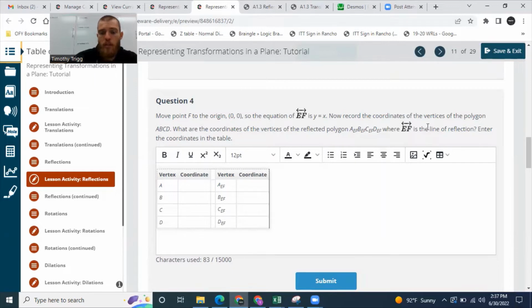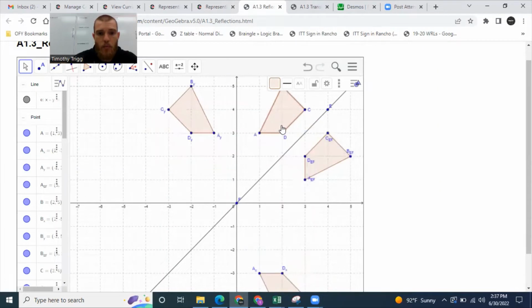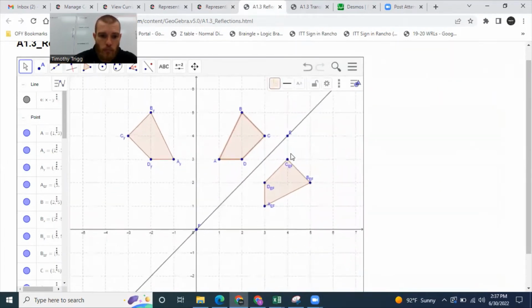Now record the coordinates of the vertices of the polygon ABCD with the coordinates of the vertices of the reflected polygon A sub EF, B sub EF, C sub EF, and D sub EF, where line EF is the line of reflection. Okay, so let's go ahead and move our ABCD. We're going to move it, how about to right here? Yeah, this looks good. So now point A is at 1, 3.